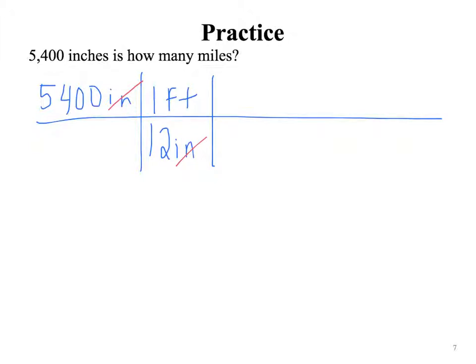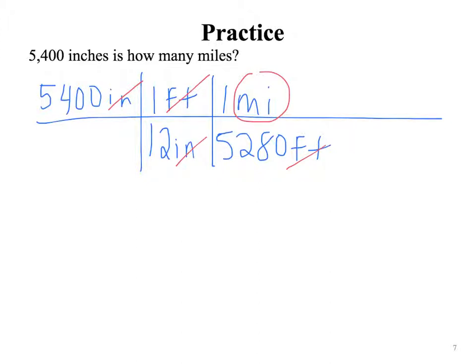Then I also know that in 1 mile, there are 5,280 feet, and I cancel out the feet. So what am I left with? Miles. So I'm done. I'm going to do 5,400 times 1 divided by 12 times 5,280. I end up getting 0.085 miles.